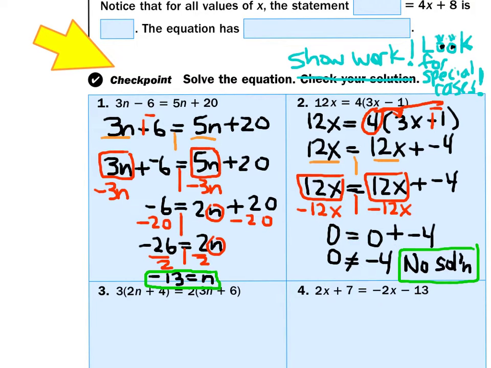Bring down the equal sign. 12x minus 12x produces a 0. And then I bring down the plus, bring down the -4. So now I simplify. 0 plus -4 gives me -4. So I bring down the 0, bring down the equal sign, and I say, wait a minute, 0 does not equal -4. Can never, ever, ever happen. So that's a no solution. There is no solution to that equation.